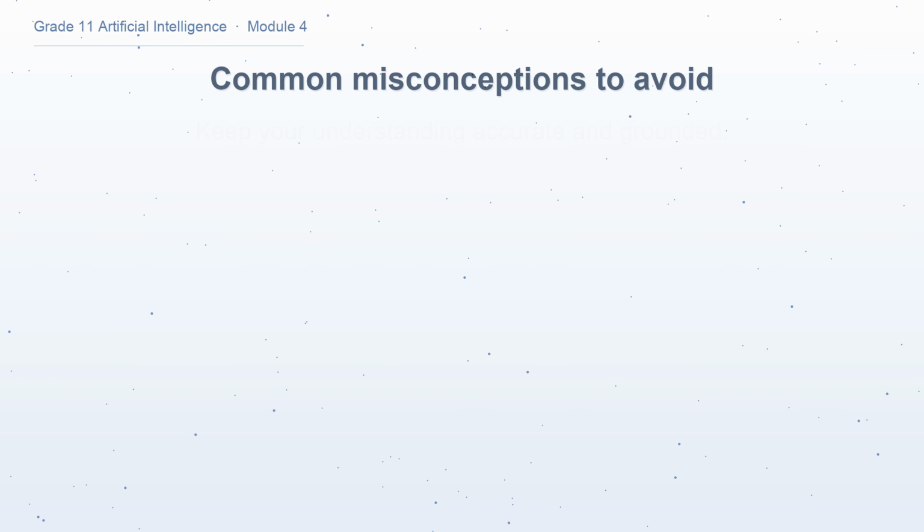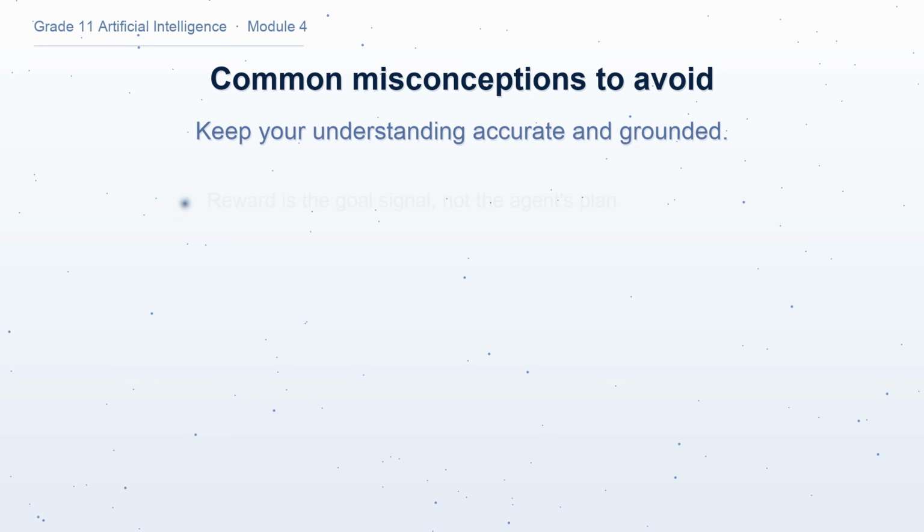Before we recap, let's clear up the common misconceptions. First, the reward is only the signal that defines the goal. It is not the agent's plan and not its policy. Second, value is about the long run, while a reward is just one step, so do not confuse them.